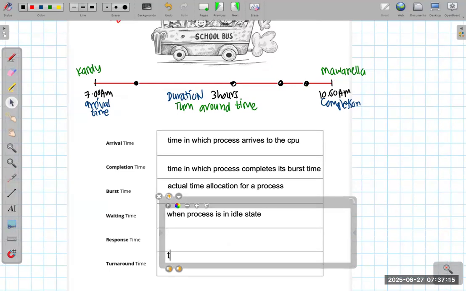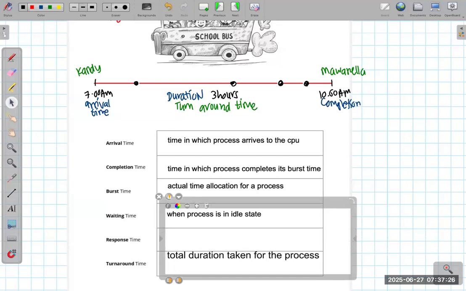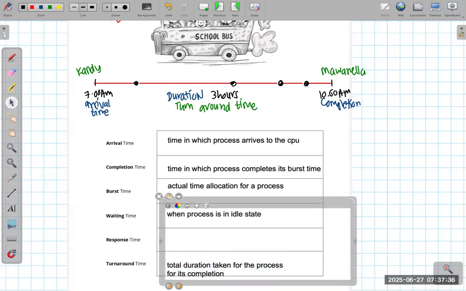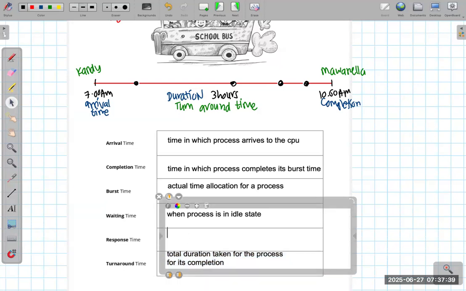Okay. Turnaround time, total duration taken for the process. Total duration taken for the process for its completion. Sounds okay? Okay, next one. What is response time?